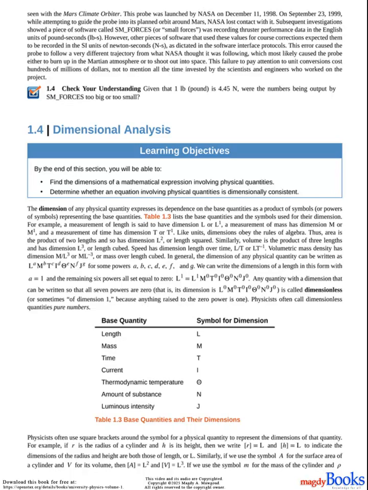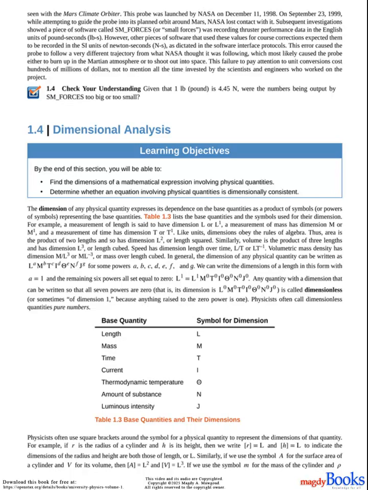Physicists often use square brackets around the symbol for a physical quantity to represent the dimensions of that quantity. For example, if r is the radius of a cylinder, and h is its height, then we write [r] = L and [h] = L to indicate the dimensions of the radius and height are both those of length, or L. Similarly, if we use the symbol A for the surface area of a cylinder, and V for its volume, then [A] = L to the power of 2, and [V] = L to the power of 3.